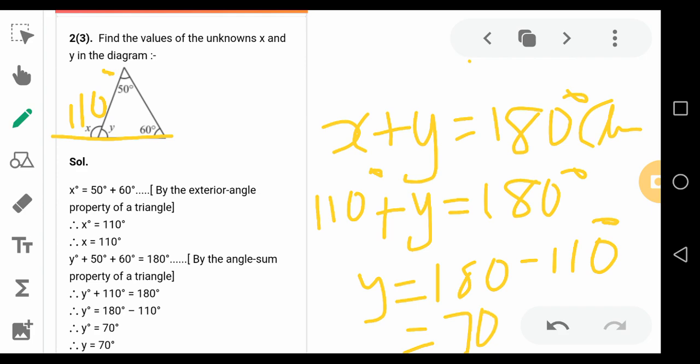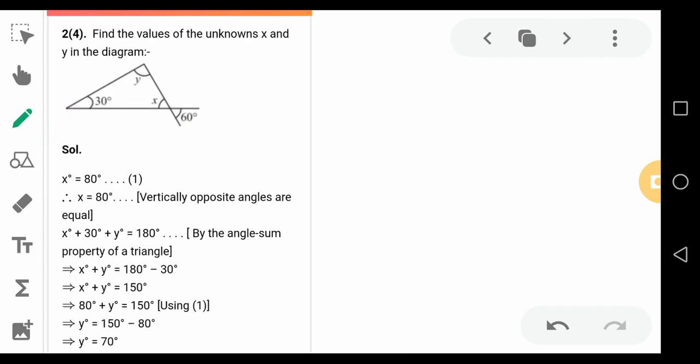So that using this property also you can write. Some may have that confusion whether we can use this property or not. So this is also possible. Okay. Otherwise, what will you do? 50 plus 60 plus y is equal to 180. So using angle sum property you can. Okay. Moving on to the next one.